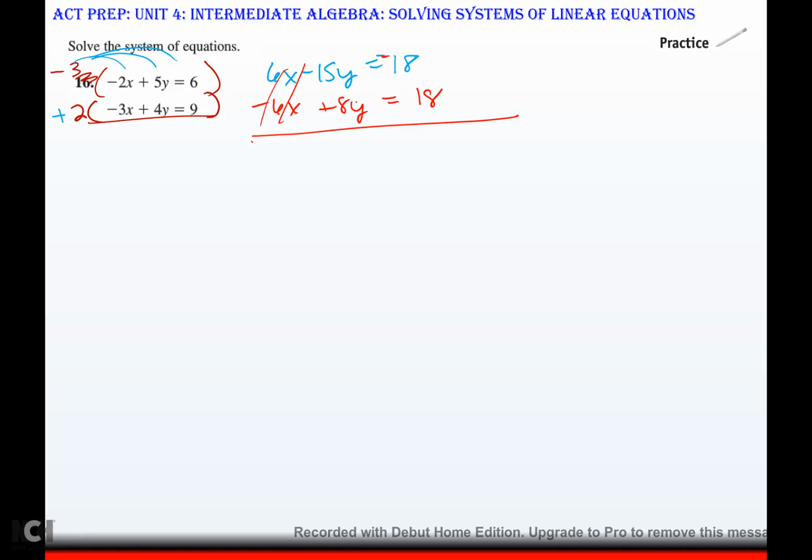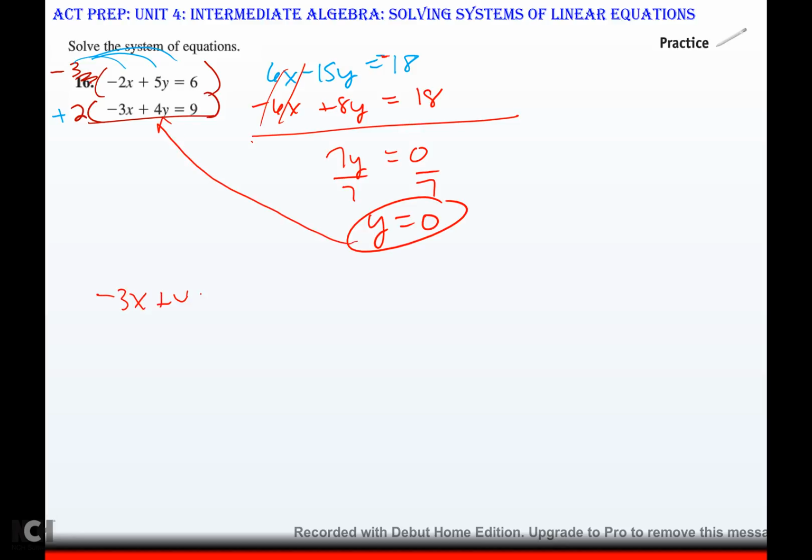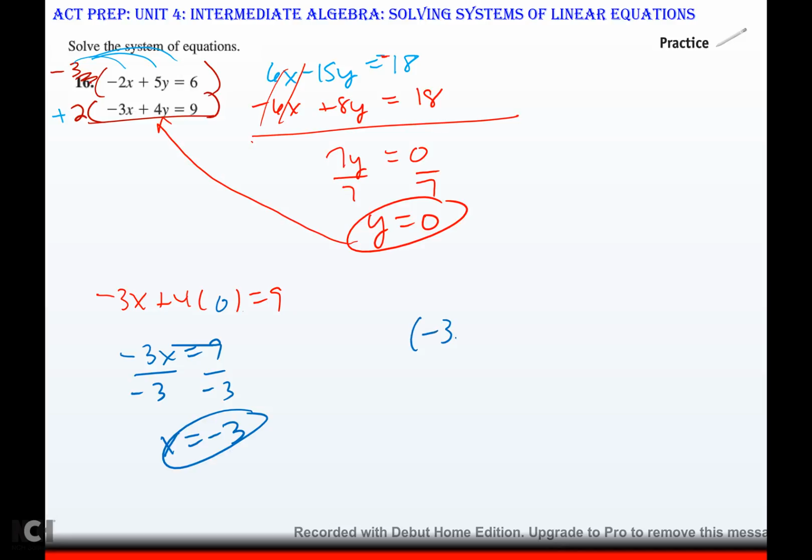And I get -15y plus 8y gives me 7y equals 0. Divide by 7, y equals 0. Okay, so now plug it in to get x. I have -3x plus 4y equals 9. I'm going to plug in 0. So I would have -3x equals 9. Divide by -3. And x equals -3. So my solution is -3, 0.